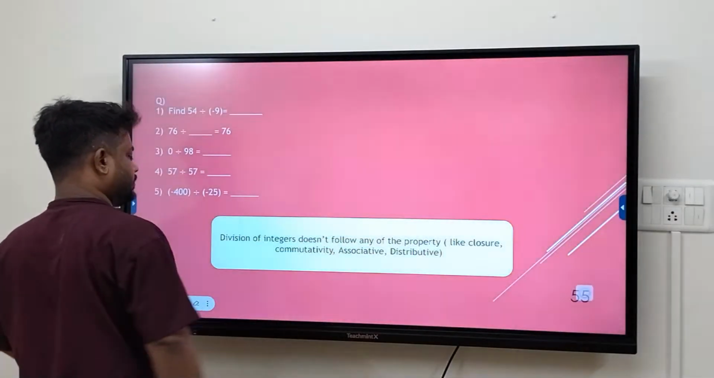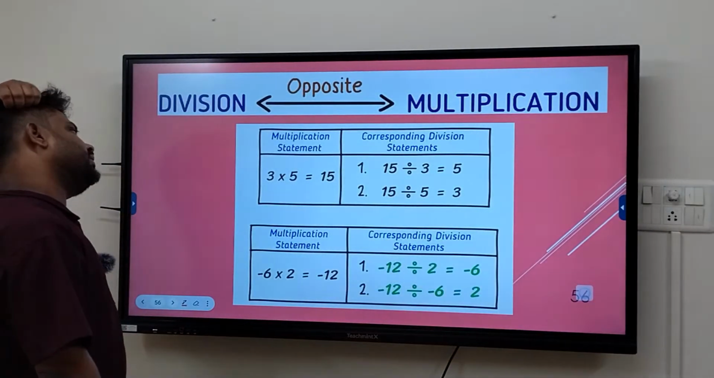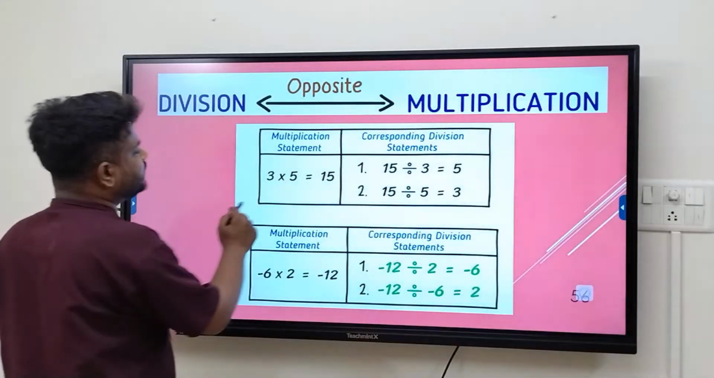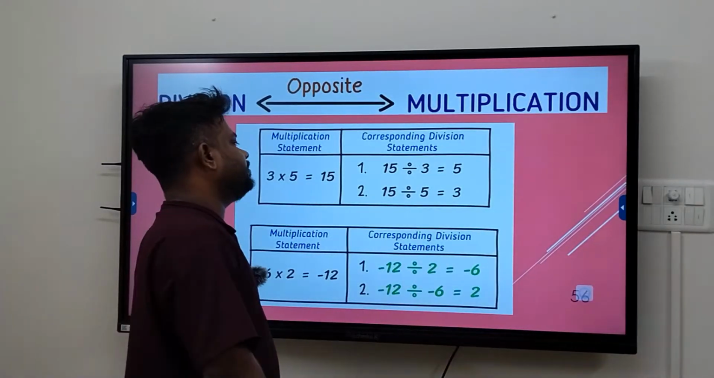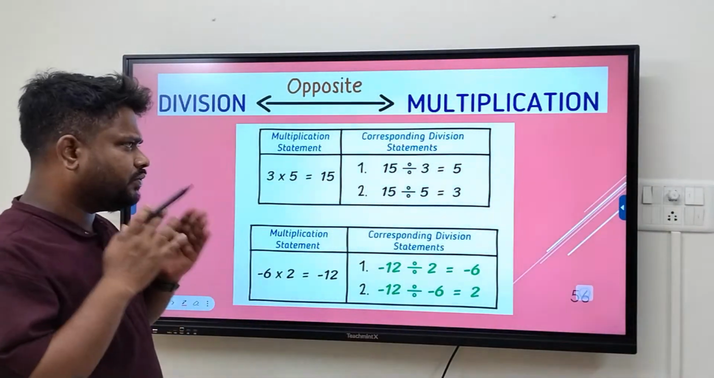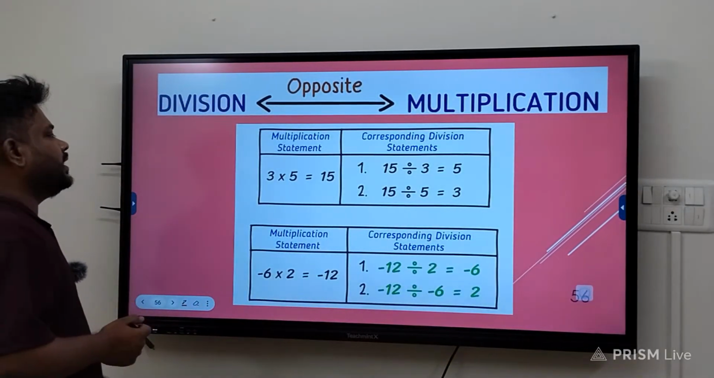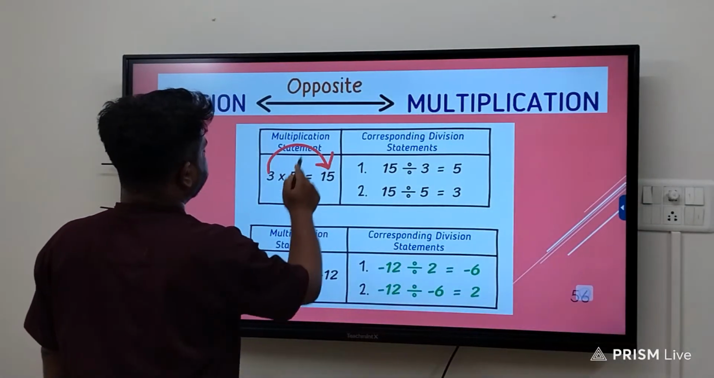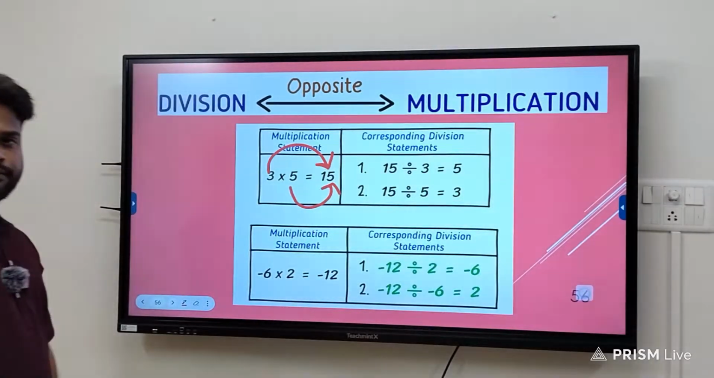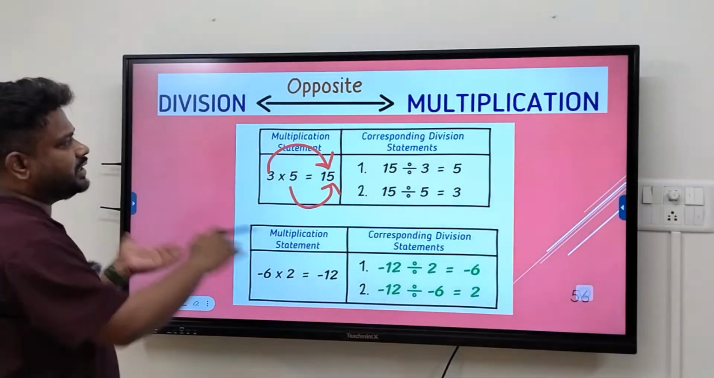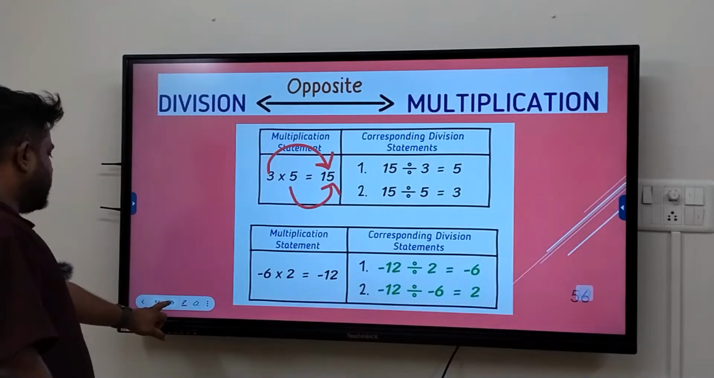Next one, division. The opposite of division is multiplication. So the multiplication statement is like multiplying 3 with 5 to get 15, and the corresponding division statement is, as we already know from the tables, 3 fives are 15, 5 threes are also 15. So dividing 15 by 3 gives us 5, and dividing 15 by 5 gives us 3. This is the relation between division and multiplication. Okay, go to the next one.